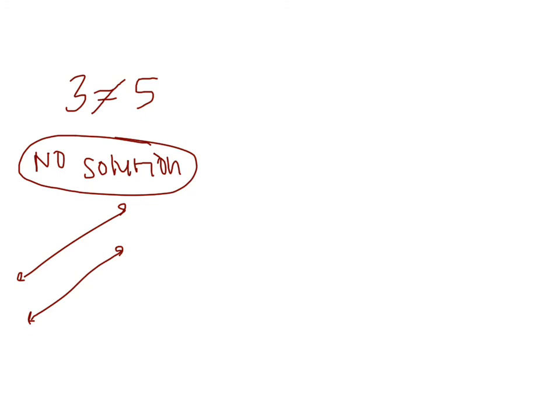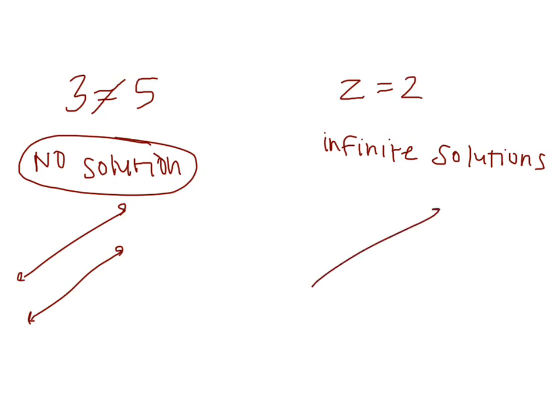If you were to come up with something like 2 equals 2, well, 2 equals 2 is true. That would be the solution of two lines that are perfectly overlapping. If they are perfectly overlapping, that means that they share every solution. So that would be an infinite amount of solutions. That would be like having one line, and then directly over it we have another line, and they're sharing all of the same points.